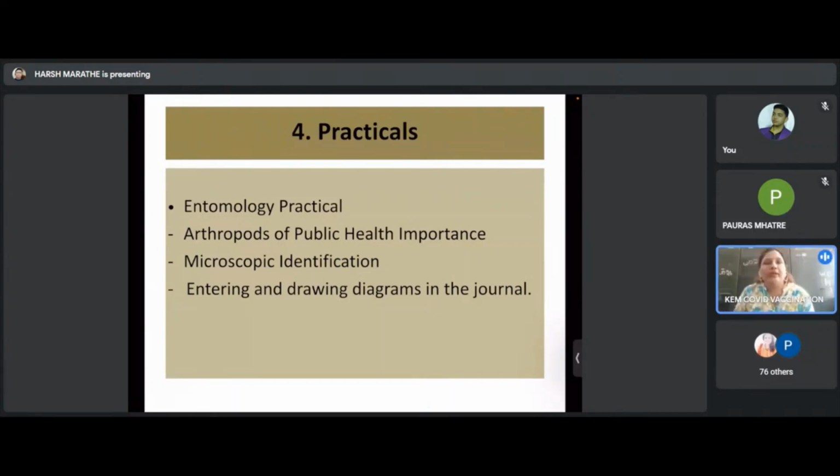During the other postings, like for example family planning or the contraceptive methods, that will be incorporated in those postings. One of the important practicals is arthropods of public health importance, so identifying them, the microscopic identification. It is very important that you enter and draw diagrams in your journal.